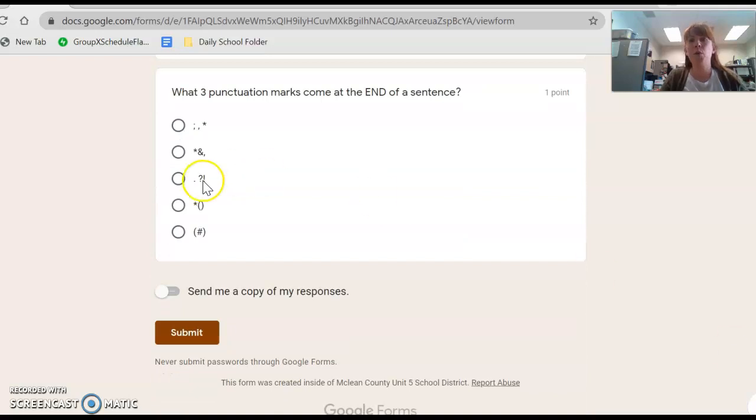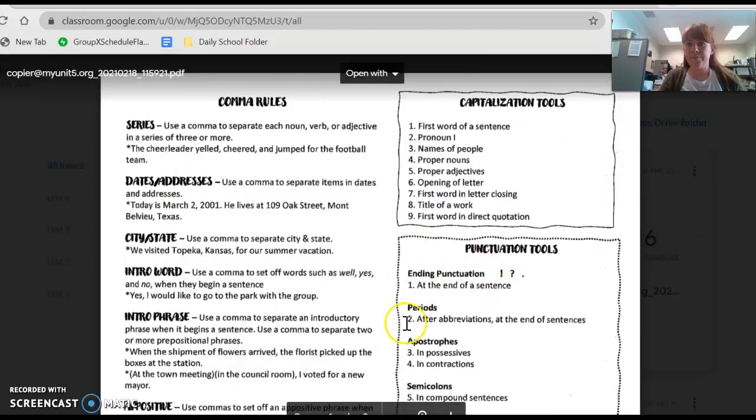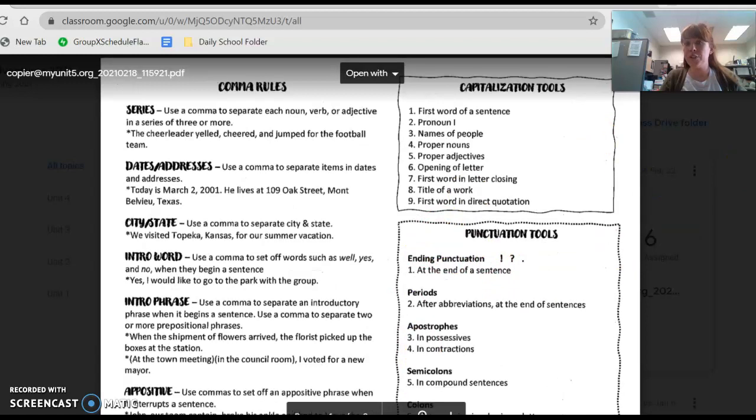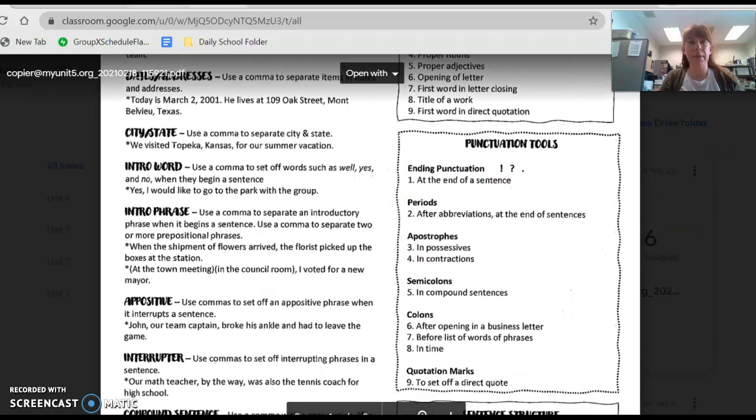And then the last one, what 3 punctuation marks not only, but usually come at the end of the sentence. Okay, so out of these, what 3? And if you look at the cheat sheet, under punctuation tools, it will tell you that information.